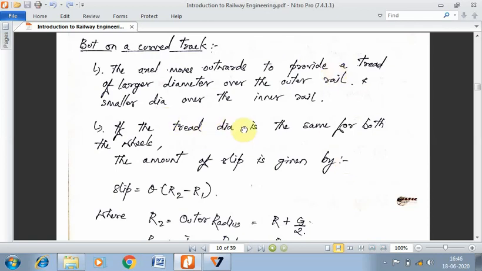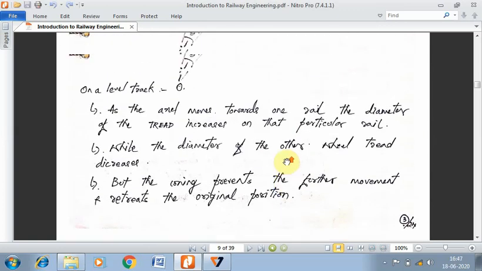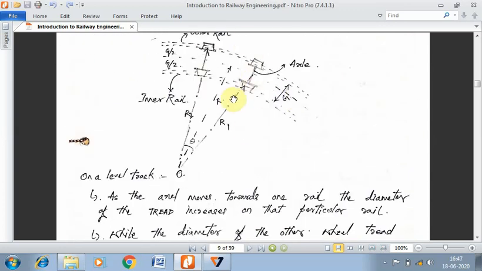So the tread diameter is the same for both the wheels in that particular case. I'm talking about only the outer wheels. So when this is the situation, you can see that the diameter of the tread will be highest in these two wheels and it would be least in these two wheels, right?